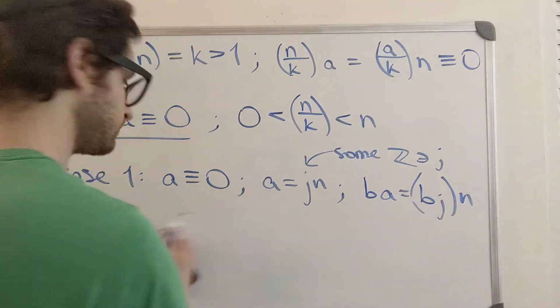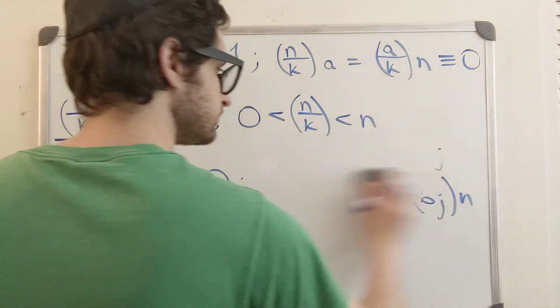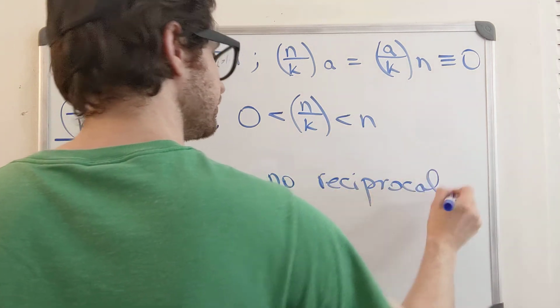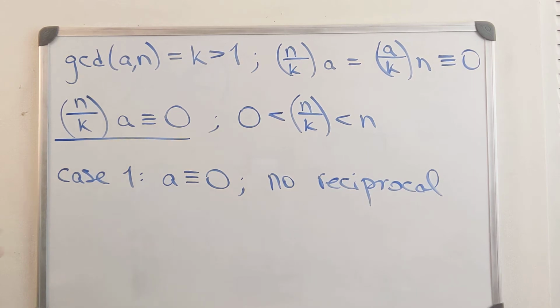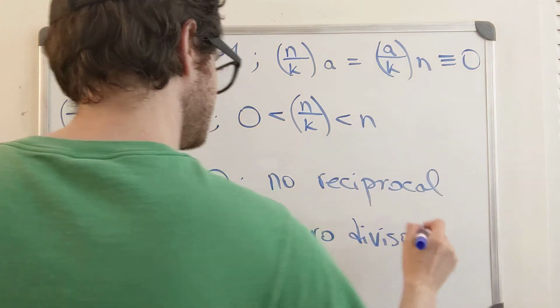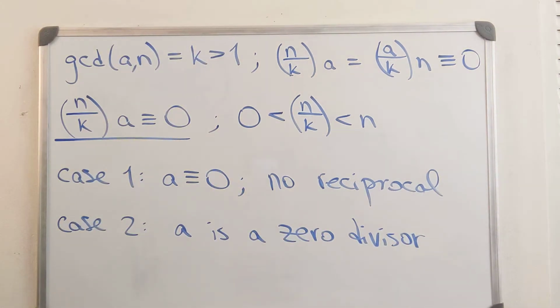So, no reciprocal. I don't know if I said inverse or reciprocal earlier. It doesn't really matter. Case 2, a is a 0 divisor. That means a non-zero element, because I already handled the case where a was 0, which I can multiply by another non-zero element, and we know that n over k is not 0, to get 0. And 0 divisors can't have reciprocals either.